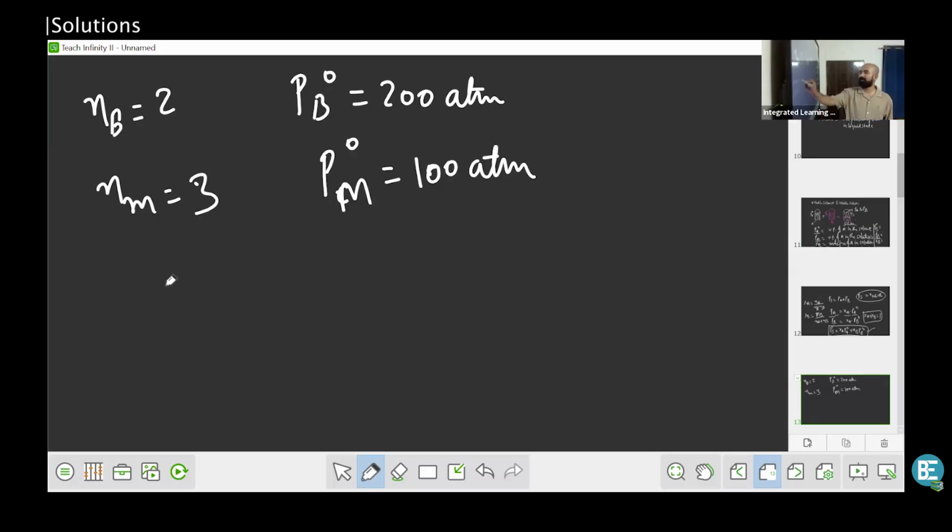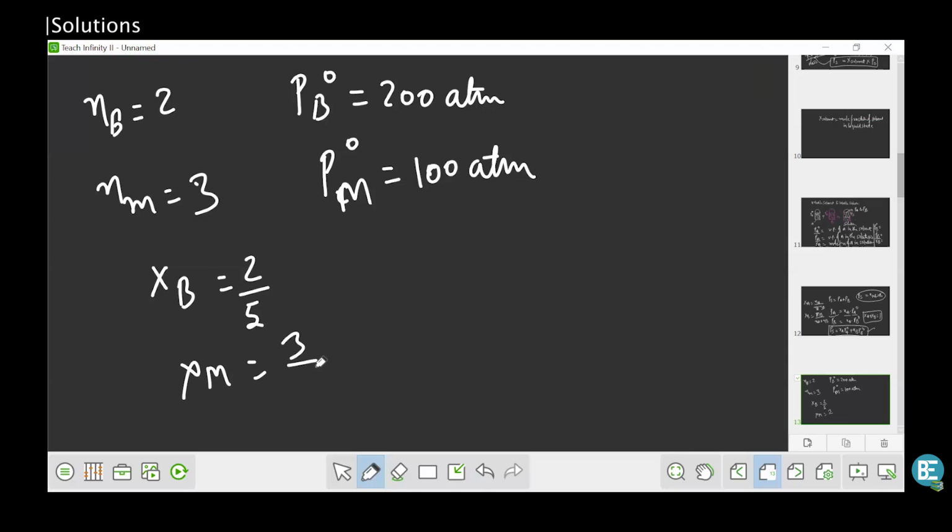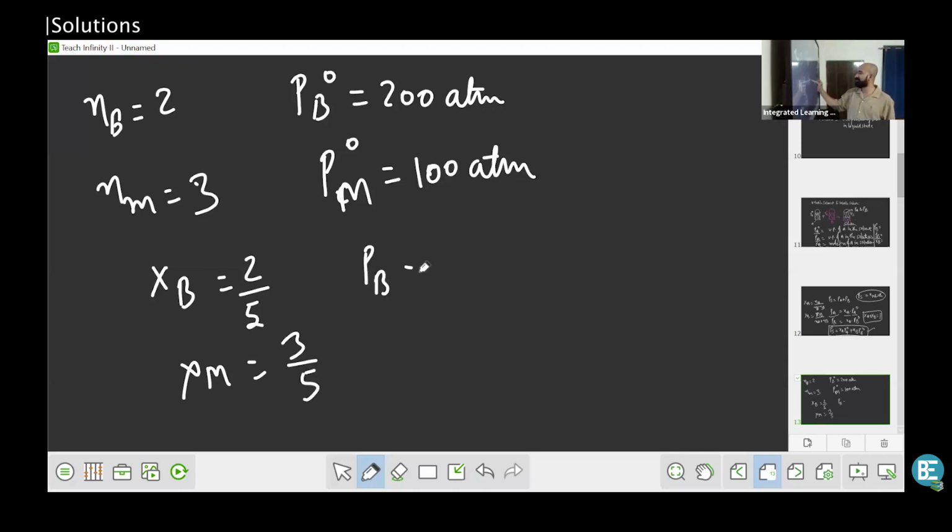So first of all, calculate the mole fraction. What is the mole fraction of benzene? Did anyone calculate it? 2 by 5. What is the mole fraction of methane? 3 by 5. What is the pressure of benzene? Pb is equal to xb into Pb.